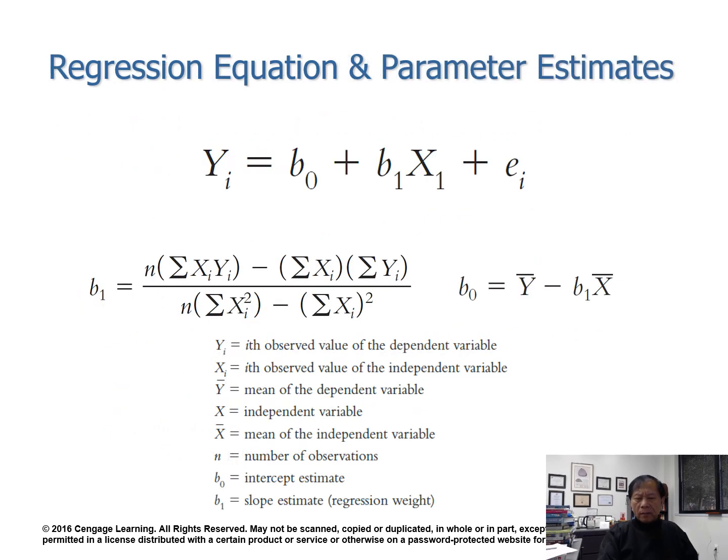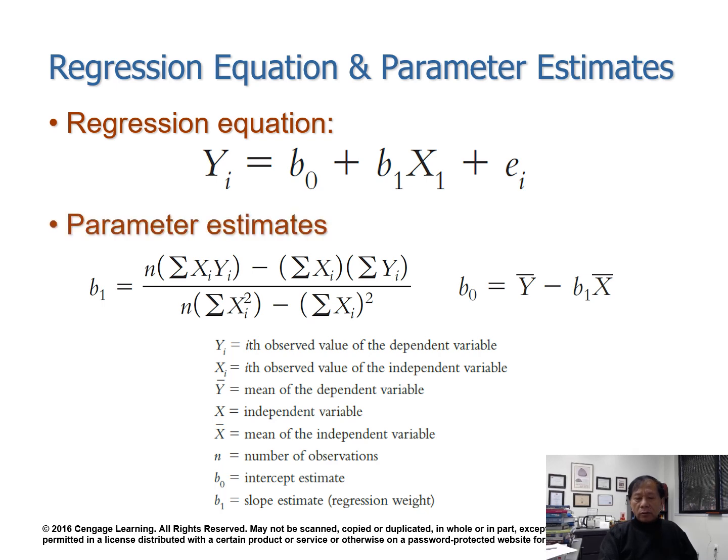This is the regression equation and parameter estimate. This is your dependent variable, your intercept, slope, independent variable, and error term. This is how your slope B1 is calculated, and how your B0 is calculated. If you use Excel or software, it is calculated for you automatically, of course.